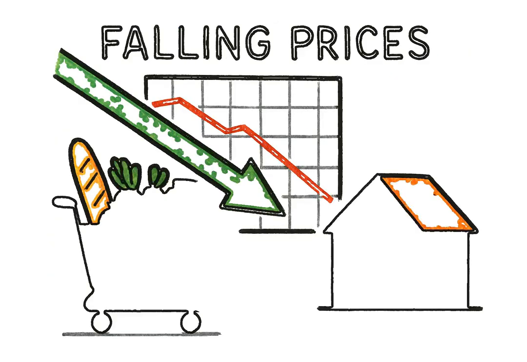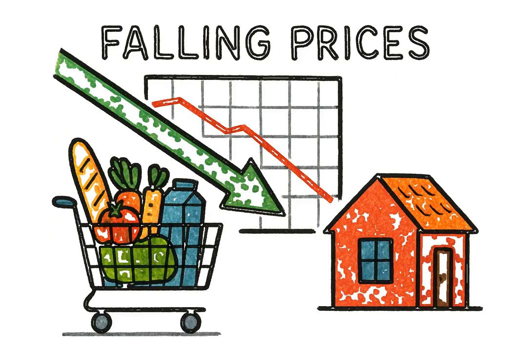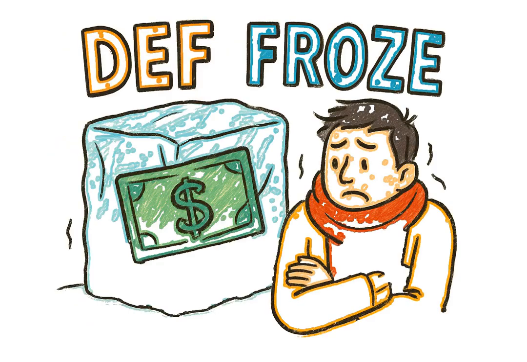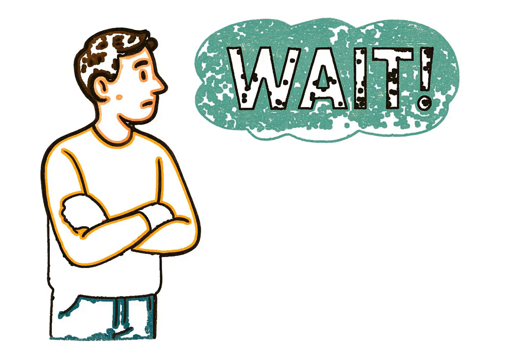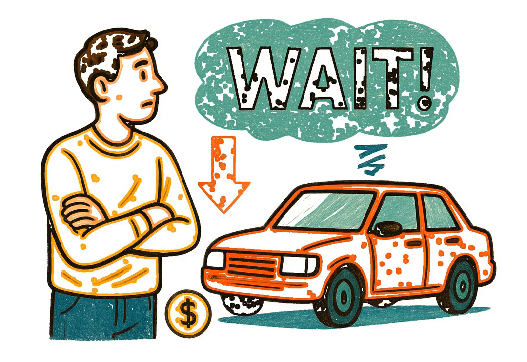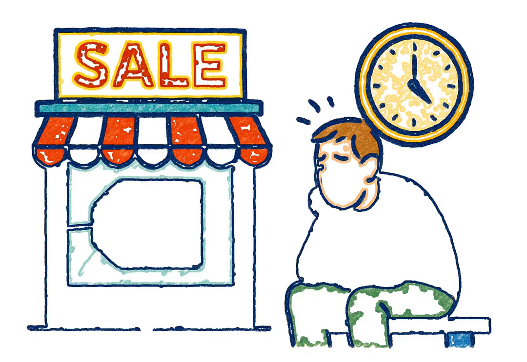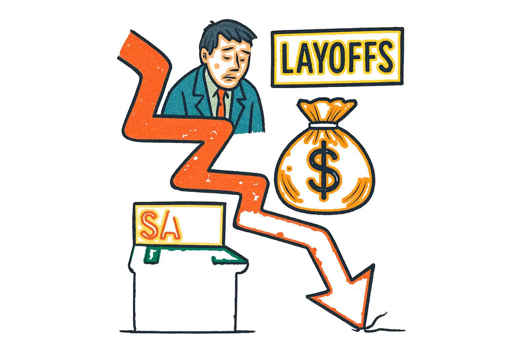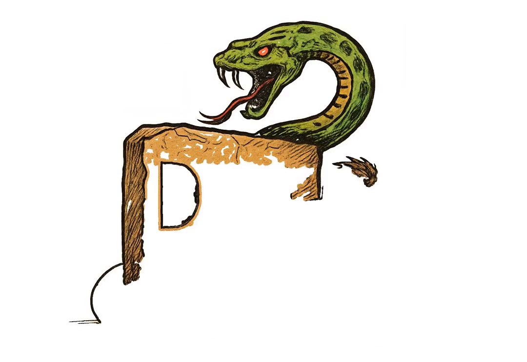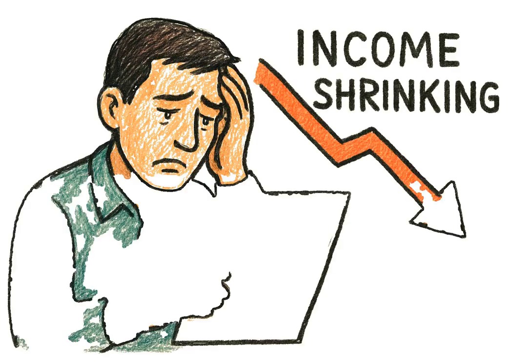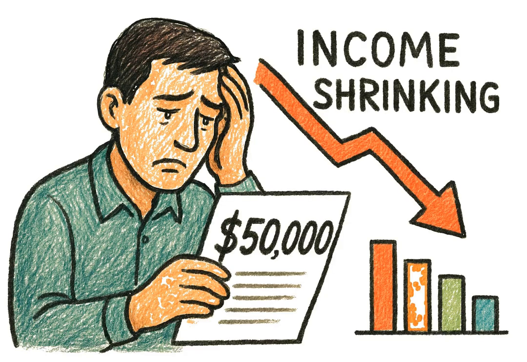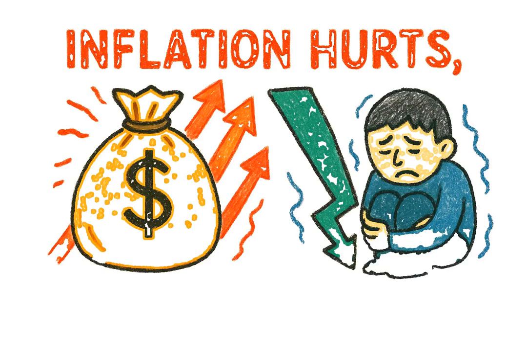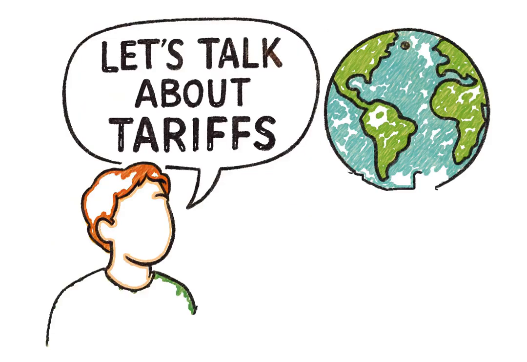Now, imagine the opposite of inflation, falling prices. Cheaper groceries, lower rent. Sounds great, right? But deflation freezes economies. If you expect a car to be cheaper next month, you wait. Spending slows, businesses cut prices, so consumers wait even longer. Sales collapse, layoffs rise, and it becomes a downward spiral. Debt becomes deadly. You still owe $50,000, but your income is shrinking. Japan lived this for decades. Inflation hurts, deflation paralyzes.